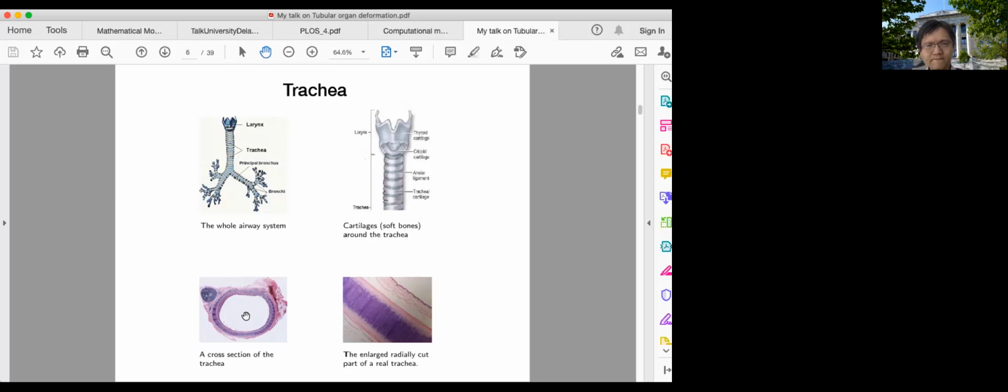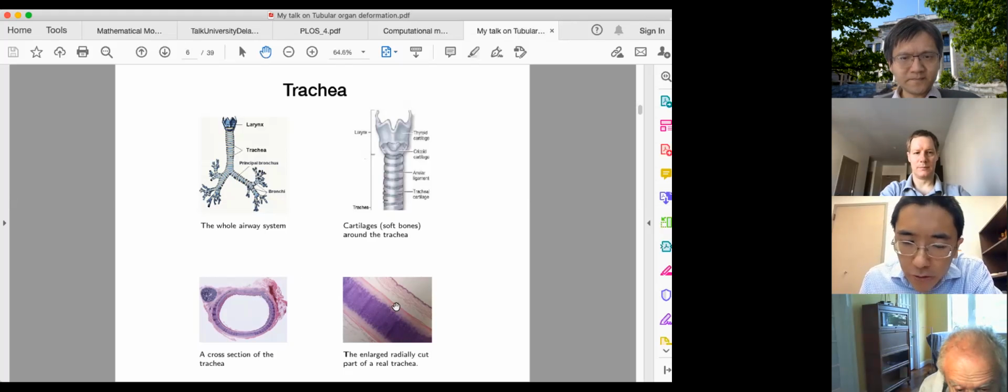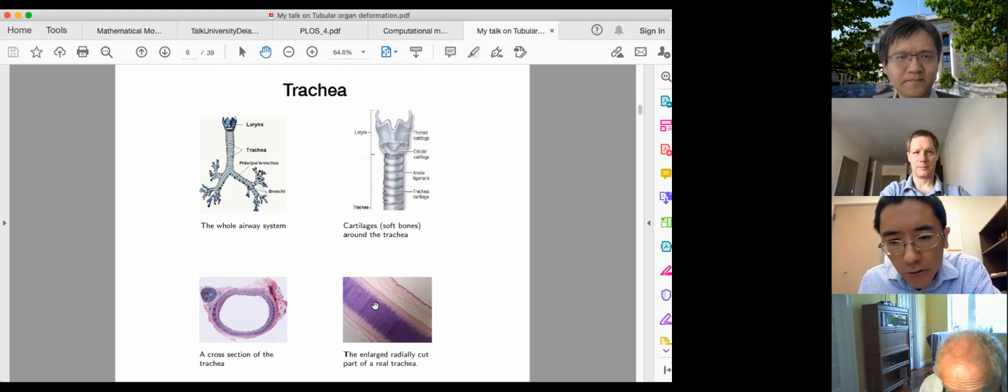The third one is a cross-section of the trachea. Below the trachea, in this part, there's a flat part of the ring, and below this is the esophagus, where we swallow food. The last one is the enlarged, radially cut part of the real trachea, and you can see there are many layers. The inner layer is very soft, and water can easily accumulate there. And then this dark layer is the cartilage and soft bone part.